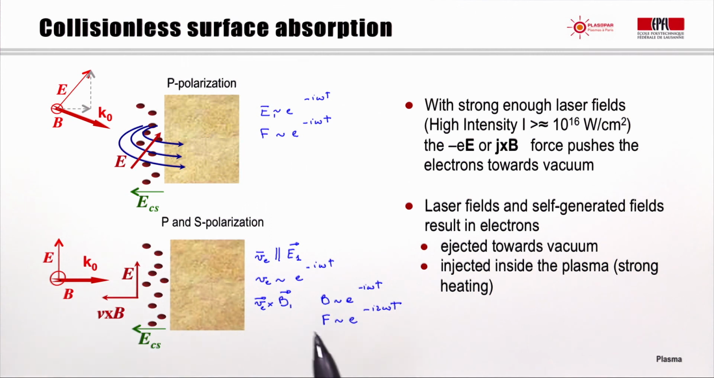Notice that the force is equal to the product V cross B. This mechanism is normally less effective than this one because the magnetic field is less strong than the electric field. However, for very large intensity, the velocity of the electron becomes relativistic and the product V cross B becomes comparable to the value of the electric field. To summarize these results, we can conclude by saying that laser field and self-generated field result in electrons ejected towards vacuum and injected inside the plasma. Some of them will keep propagating in vacuum, but most of them will be called back in the plasma, and this will result in strong heating.